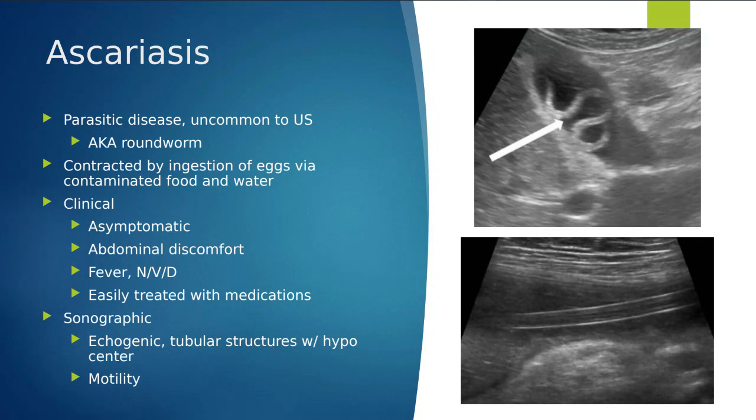Clinically, I have no idea how these patients would be asymptomatic, but they can be. They are also going to have abdominal discomfort, fever, nausea, vomiting, and diarrhea. The good news is these are very easily treated with medications. You go on a very heavy antiparasitic medication and it kills anything in your system, and then you pass that naturally. On ultrasound, we are going to see these things moving in there.